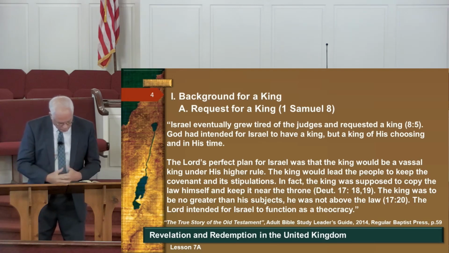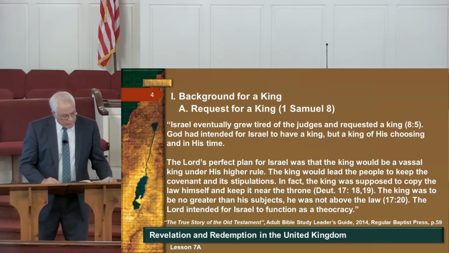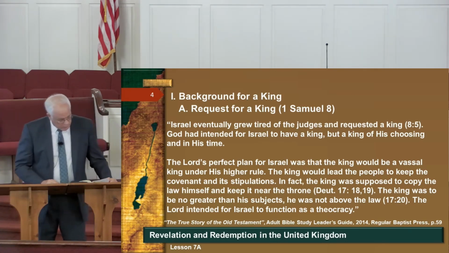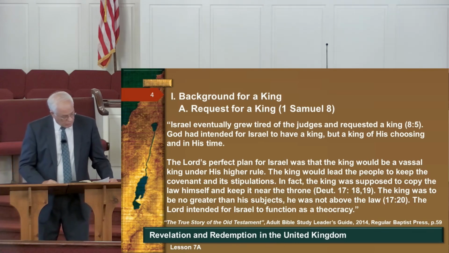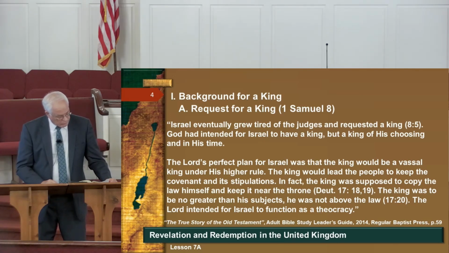But in verse 6, it says, "And the thing displeased Samuel when they said, Give us a king to judge us. And Samuel prayed unto the Lord. And the Lord said unto Samuel, Hearken unto the voice of the people in all that they say unto thee, for they have not rejected thee, but they have rejected me, that I should not reign over them, according to all the works which they have done since the day that I brought them up out of Egypt, even unto this day, wherewith they have forsaken me and served other gods, so do they also unto thee. Now therefore hearken unto their voice, howbeit yet protest solemnly unto them."